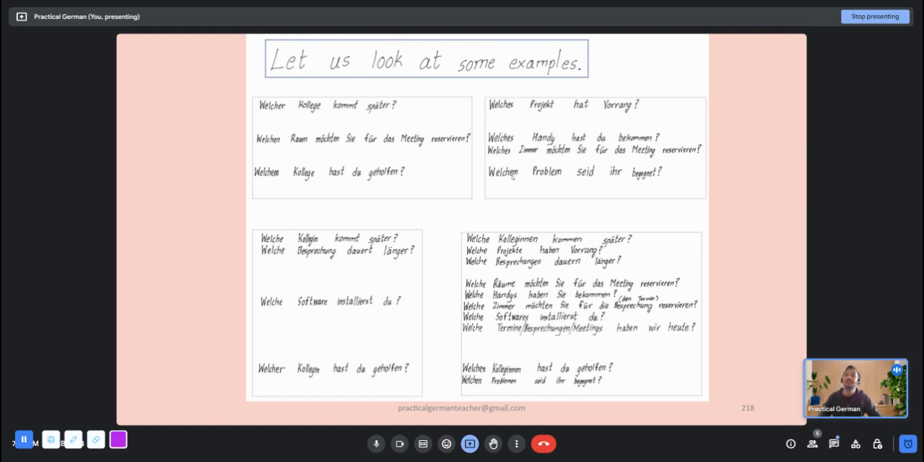If you see over here, Welchem Problem, the problem is singular. If I want to say plural, Probleme, so Welchem becomes Welchen, right? If I say here Welchen Raum möchten Sie für das Meeting reservieren, singular, like which room do you want to reserve for the meeting, then it is N, welchen. But if I want to say plural, which rooms, Welche Räume möchten Sie für das Meeting reservieren, now it is not welchen. Here it was N for singular, for plural there is no ending. So you understand something is changing, right?